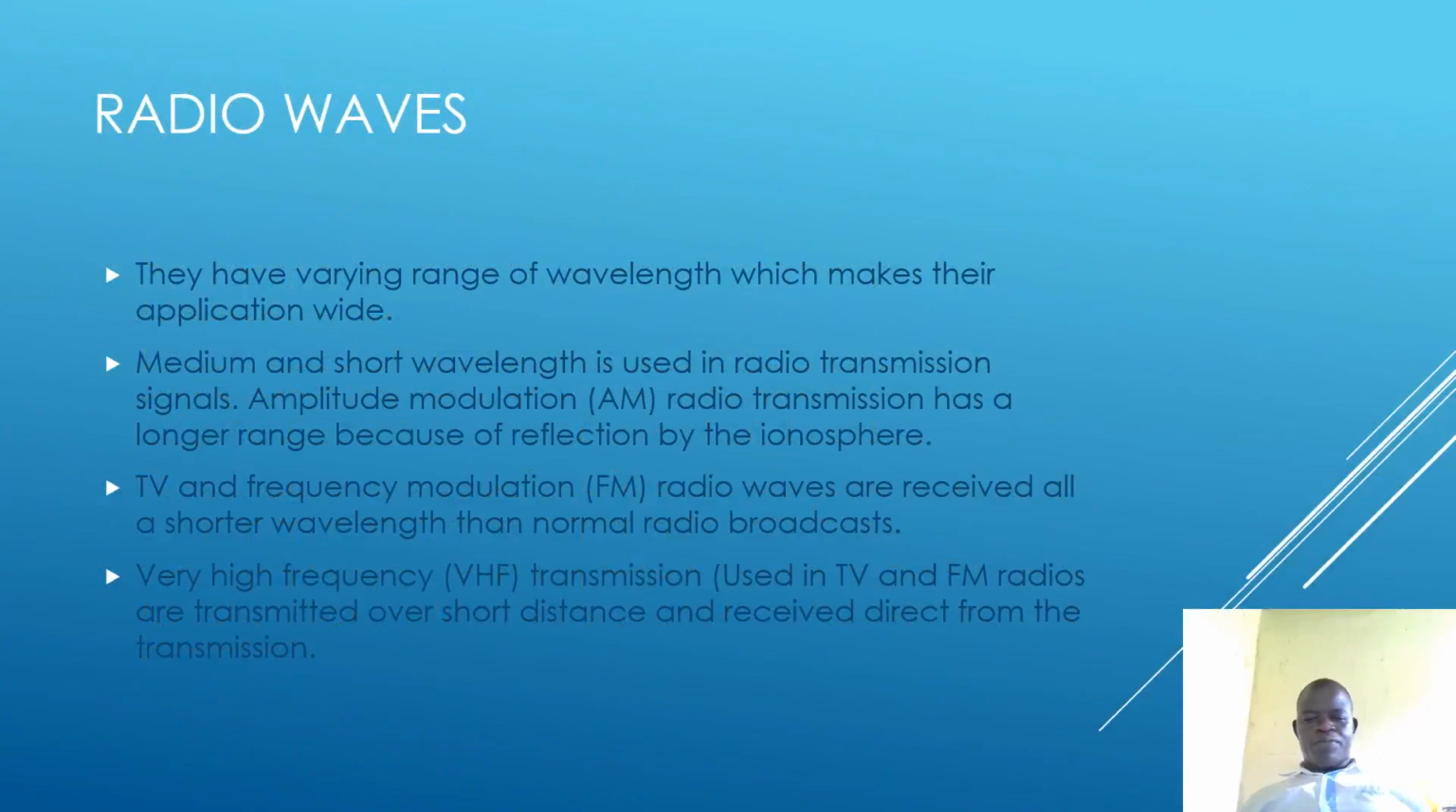Lastly, we can also briefly say that they have a varying range of wavelengths, which makes the applications very wide. For instance, the medium and short wavelengths are used in radio transmission signals. Amplitude modulation radio transmission has a longer range because it is reflected by the ionosphere. TV and frequency modulation waves are received at shorter distances than the normal radio broadcasts. Very high frequency transmission is also used in TV and FM radios.